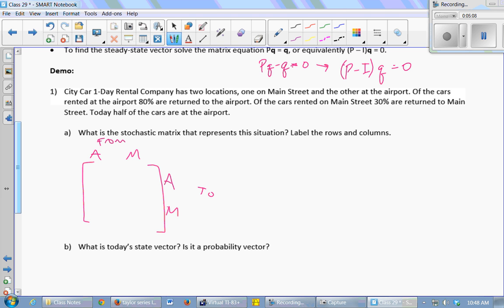If a car is rented at the airport, what's the probability that it's going to be returned to the airport? 80%. So I'm going to put in a 0.8 here. If a car is rented at the airport, what's the probability it will be returned to Main Street? 0.2. And if a car is rented on Main Street, the probability it'll be returned to Main Street is 0.3. That was given, which means the probability it will be returned to the airport is 0.7. So this is really similar so far to the migration matrix thing that we did in chapter 1. Now we're just having cars migrate as opposed to bunnies migrate from a swamp to a garden.